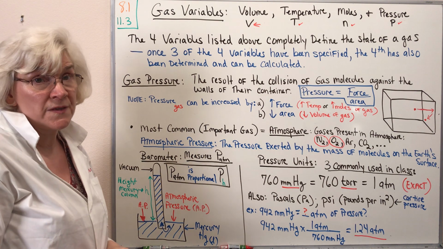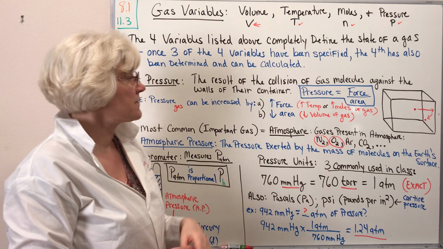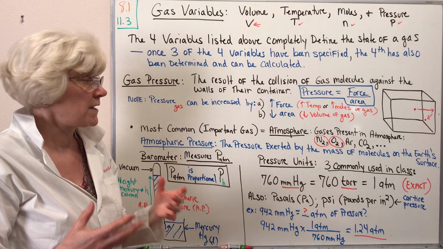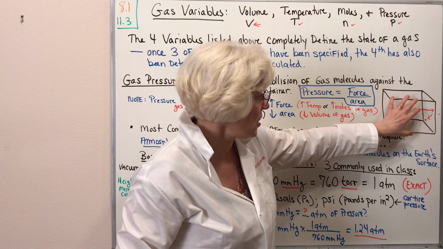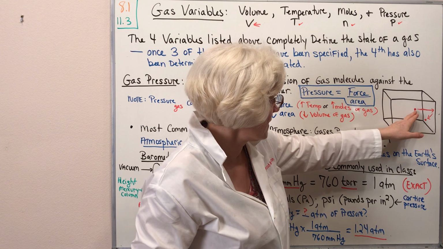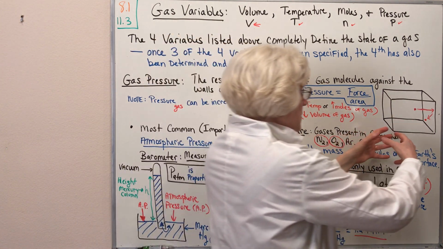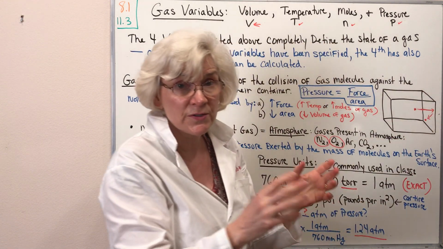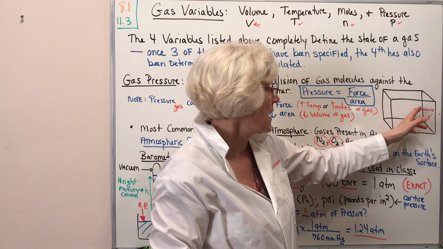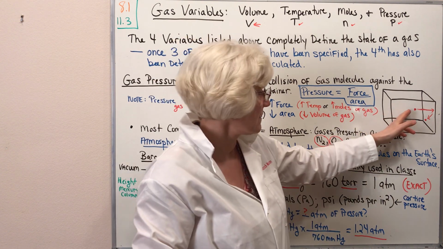As we looked at with the kinetic molecular theory of gases, gas pressure is the result of the collision of gas molecules against the walls of their container. What I'm showing here is a container in a box shape, and this red dot represents a gas particle. Of course, there would be many gas particles in the container, not just one, but I want to focus on this one gas particle. It's moving rapidly in straight lines.